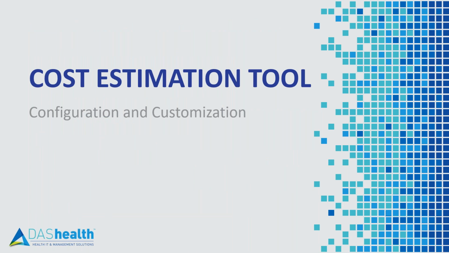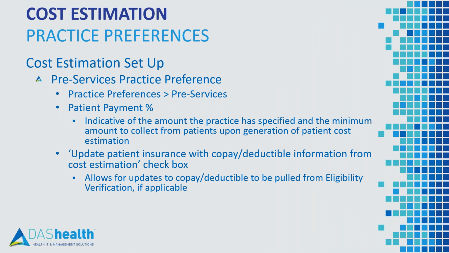So as I alluded to earlier, we are going to go ahead and take a look at some of the customizations and configurations your practice will need to go through before implementing the cost estimation tool. So the first thing is to configure your practice preferences under that pre-services tab. So if payments are going to be collected prior to service using the cost estimation tool, that first preference will allow your practice to define the percentage that a patient would have to pay. The next preference under that, as you'll see when you get into that pre-services tab, would allow for updating the copay and deductible information for the patient's insurance listing based on what is returned from the cost estimation tool.